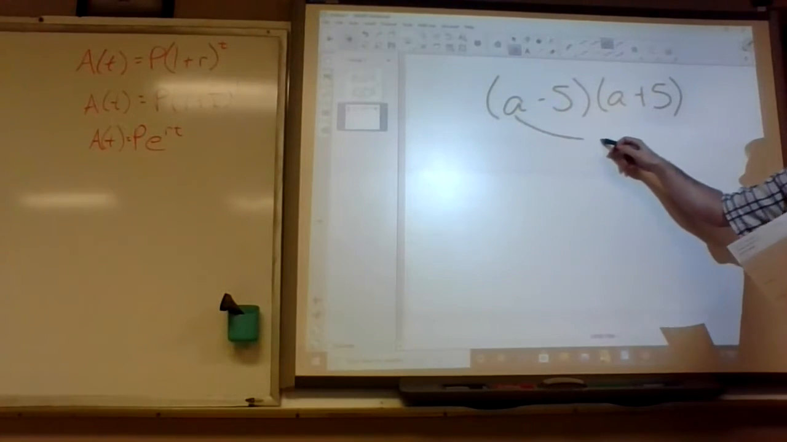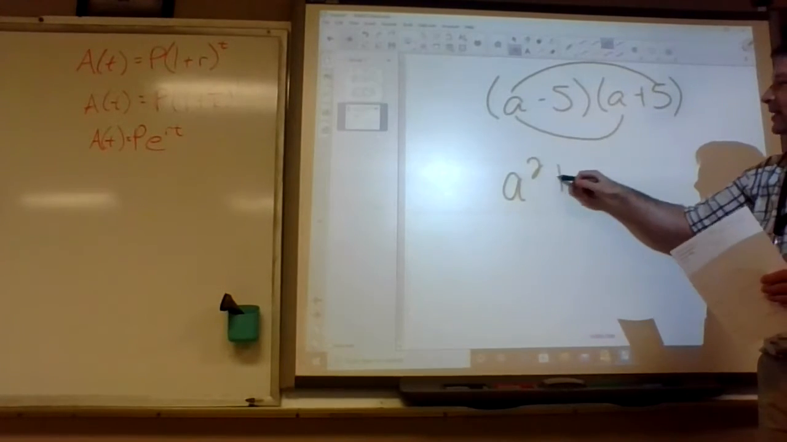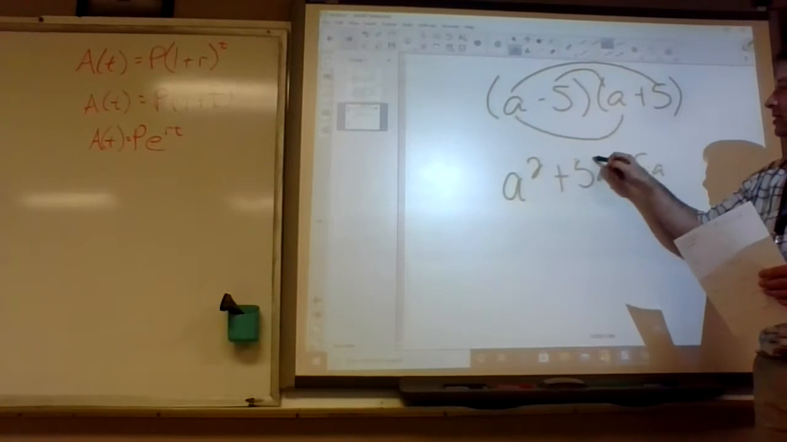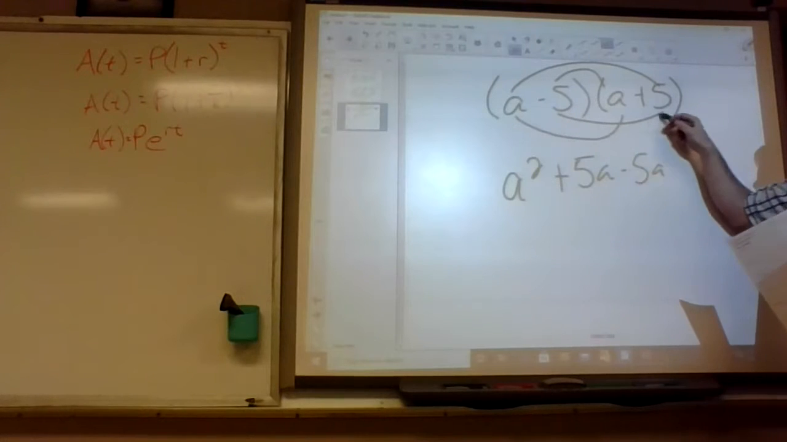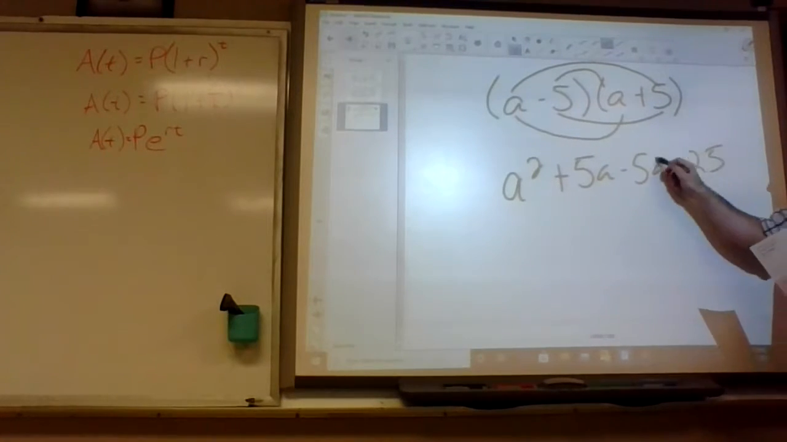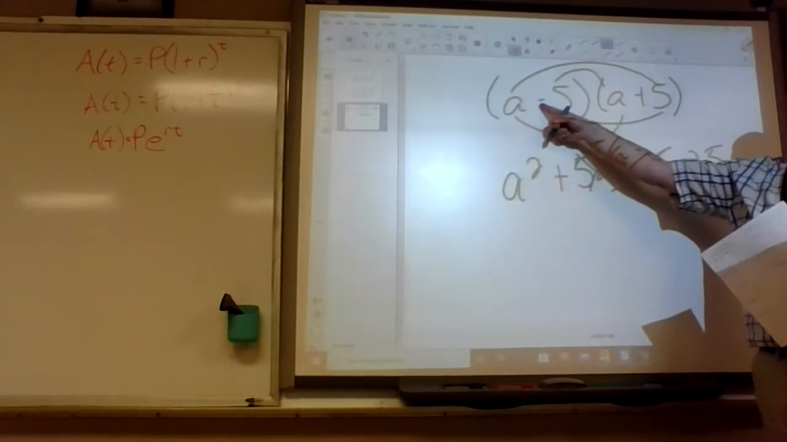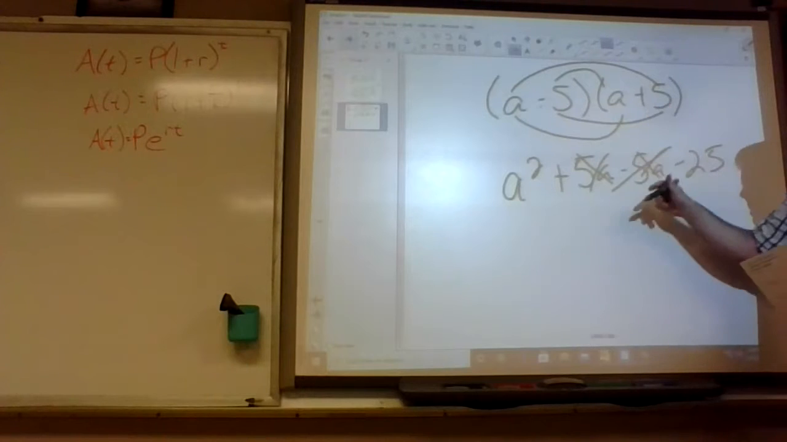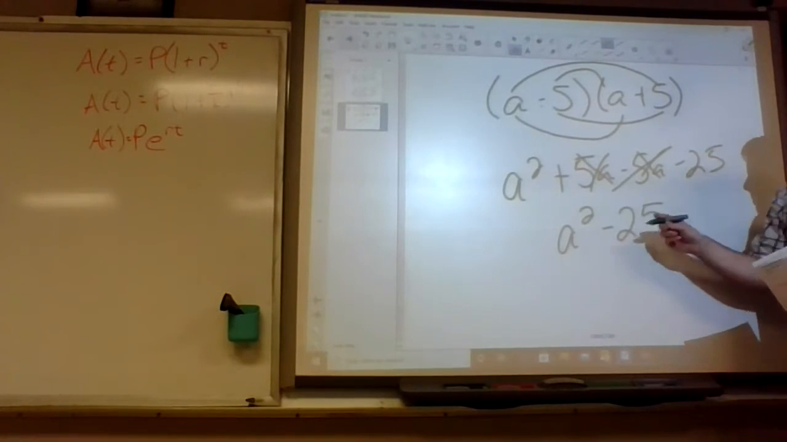If you do the first, that's a squared, and then the outside is plus 5a, and then the inside is minus 5a, and then the last is minus 25, and then the middle terms cancel out, right? How did you know that was going to happen? Because the minus and the plus, and we've done it before, right? So it simplifies to a squared minus 25.